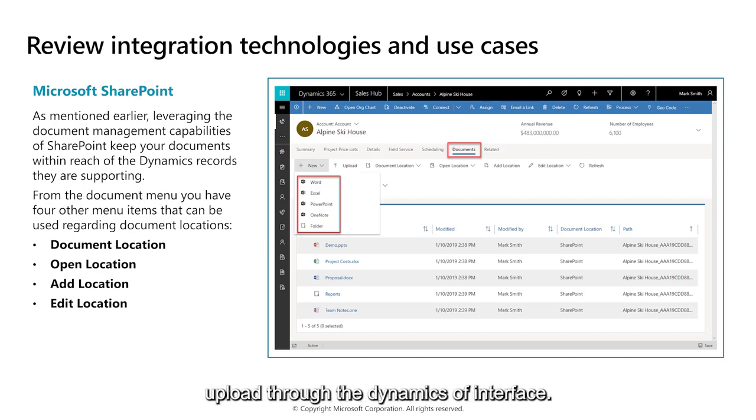What we're able to do is upload through the Dynamics 365 interface. The documents are saved into SharePoint, and then we can do things like open the document location within SharePoint. We can see where the document is stored. We're able to add a location, such as open the current document's location. We're able to edit the location, so we can rename the location and edit the location on SharePoint itself. And this allows SharePoint to do indexing behind the scenes and all of the other functionality that SharePoint brings to it. So very, very useful.